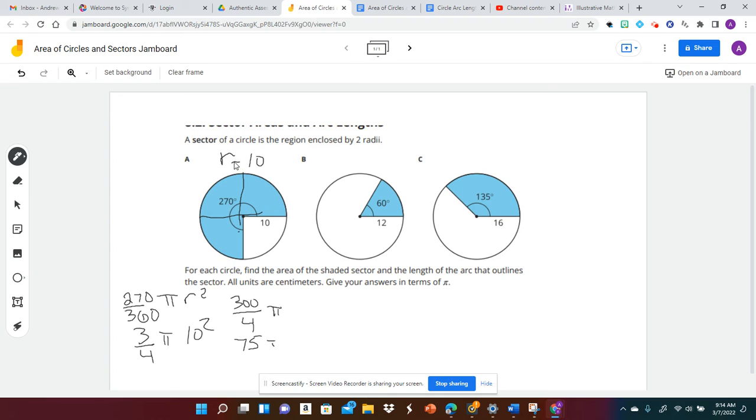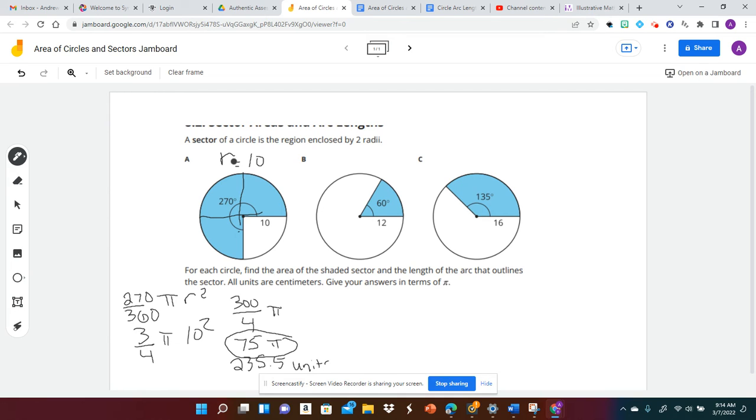Now that's an exact answer. Oftentimes we might want to get an approximation. So 75 times 3.14 is approximately 235.5 units. So we were asked for an exact answer. That's how you do that.